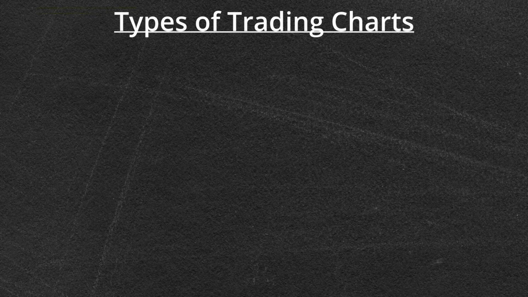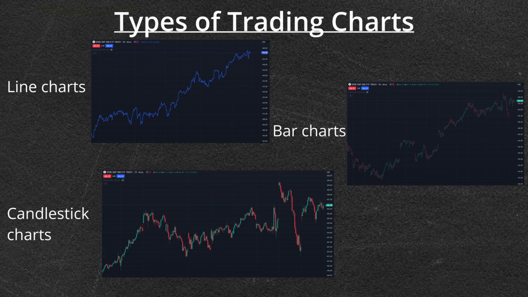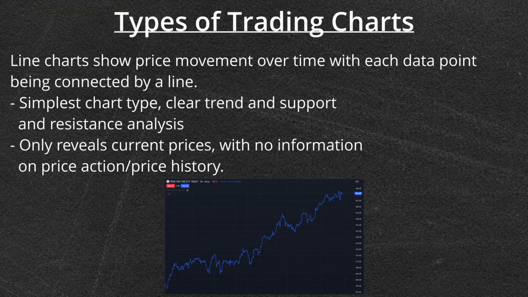Trading charts come in a variety of different formats, the most common being line charts, bar charts, and candlestick charts. A line chart provides a simple representation of price movement over time, where each data point is connected by a line. This is the most simple type of chart, giving a clear visualization of how a security has been trading over a specific time period. The only real benefit to using a line chart is simplicity, and the fact that it's beginner-friendly to identify what the price of a security is doing and identifying support and resistance zones, which we'll discuss later in this video.